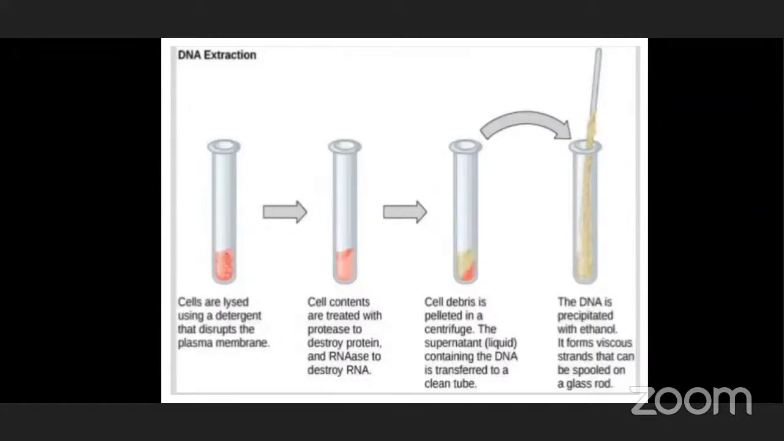DNA extraction. How is DNA extracted? Here, one test tube is there. Mostly a plastic centrifuge tube is used, here a 15 ml centrifuge plastic tube. This is important for the centrifugation process. In the first step, cells are lysed using a detergent that disrupts the plasma membrane.